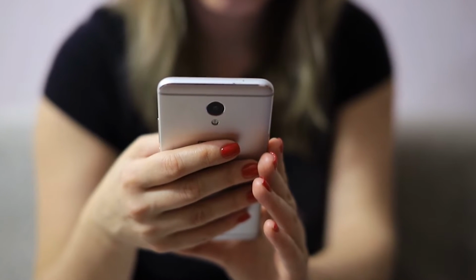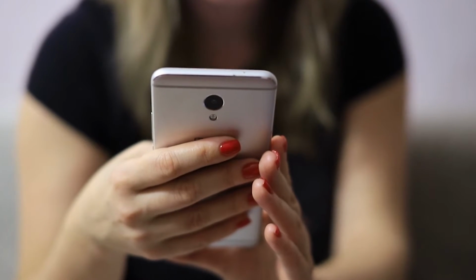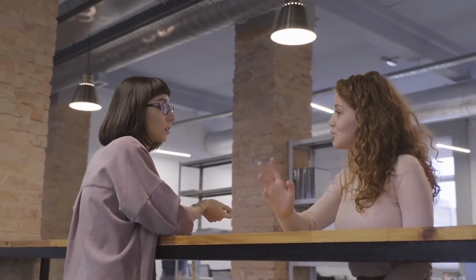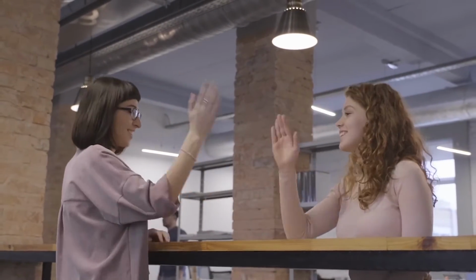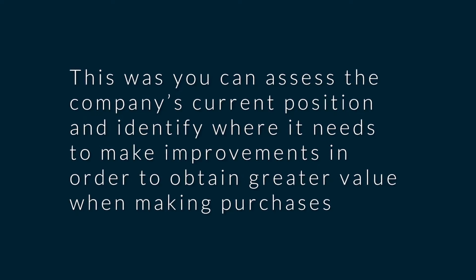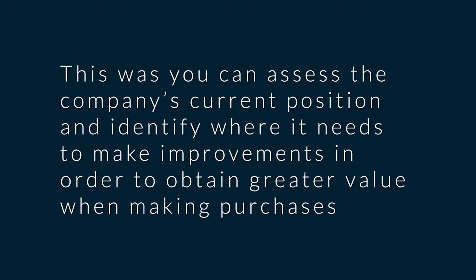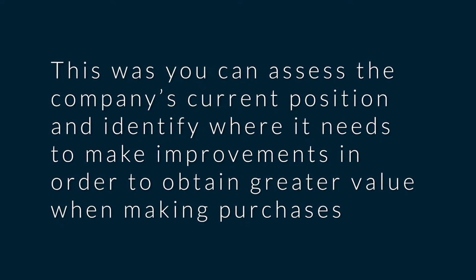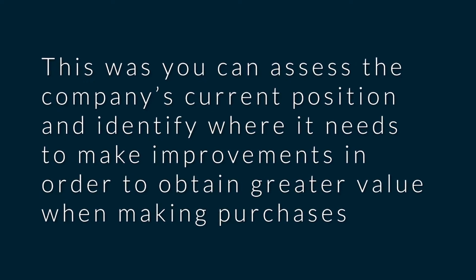So you know the way you have a lot of contacts saved on your phone, but you don't have the same relationship with all of them. The same goes when you're dealing with suppliers. A lot of suppliers, but then you don't have a relationship with all of those suppliers. That's the idea. Because of constraints like resources and time, it isn't possible to have a close relationship with each supplier, which is precisely the reason why you want to segment the products or services that you are getting, as well as the suppliers that are supplying them. This way you can assess the company's current position and identify where it needs to make improvements in order to obtain greater value when making purchases.